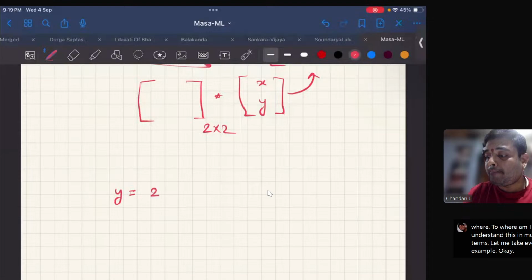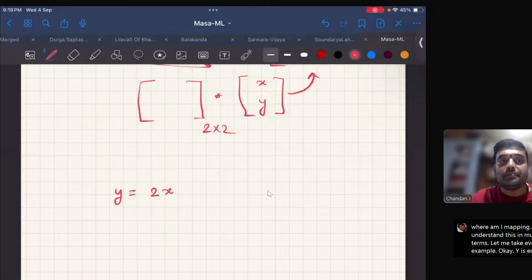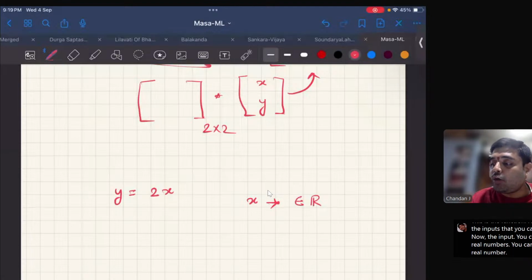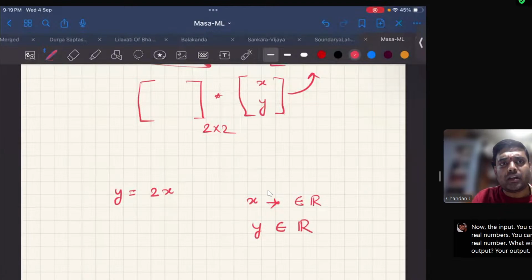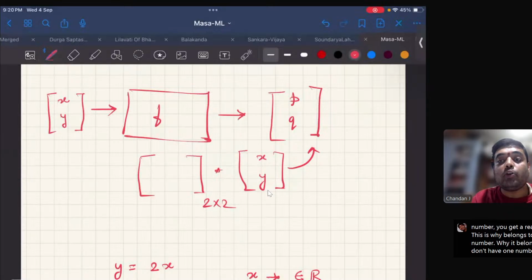y is equal to 2x. Now this is the function. Now what are the inputs that you can give to x? You can give any real number. Now what will be your output? Your output will also be a real number. Correct? You're multiplying a real number by a real number, you get a real number. So y belongs to R. Now I don't have one number here.